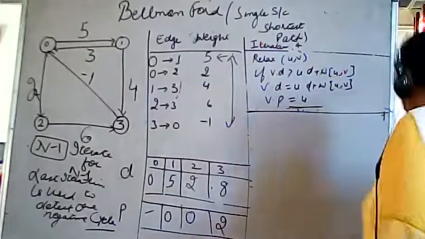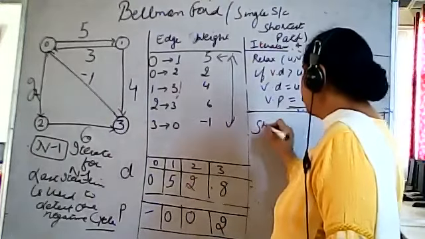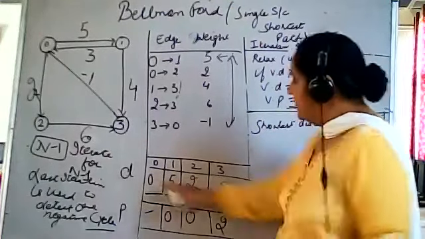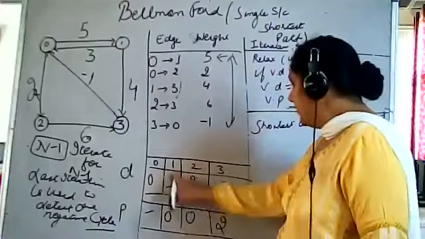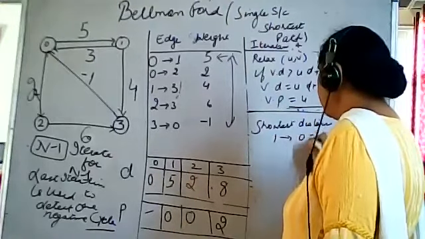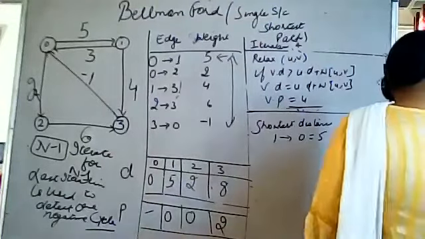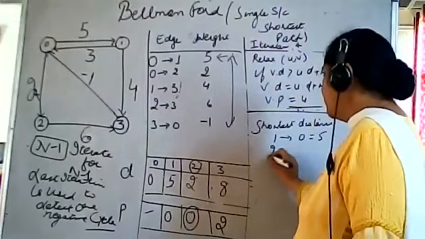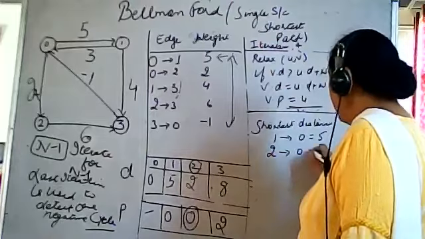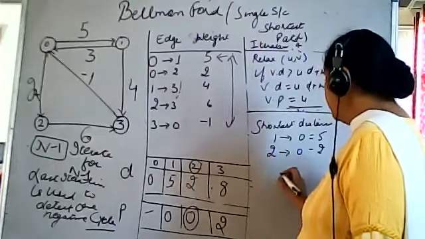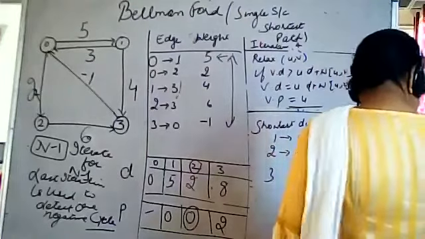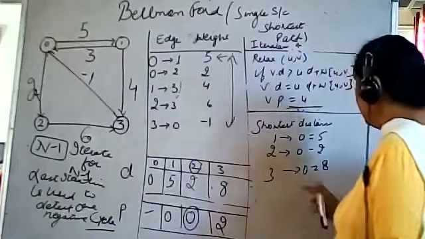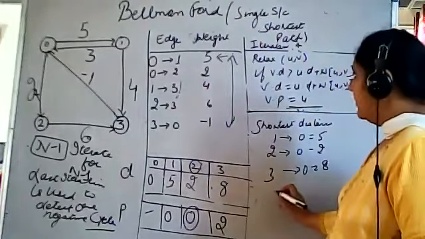How you will make the graph is: shortest distance. 0 to 0 it is 0, from 1 to 0 it is 5, shortest distance from 1 to 0 it is 5, from 2 to 0 it is 2, and from 3 to 0 it is 8. Now how to use this? We will do it this way.